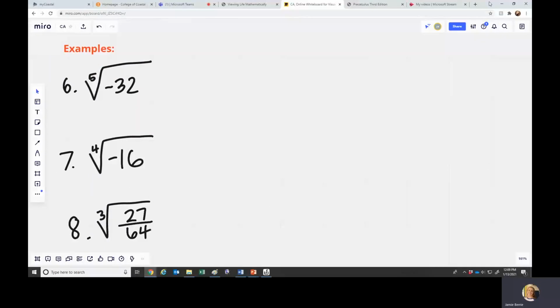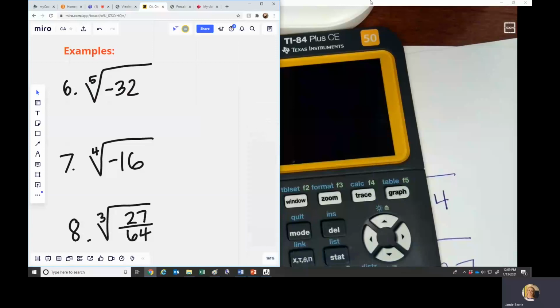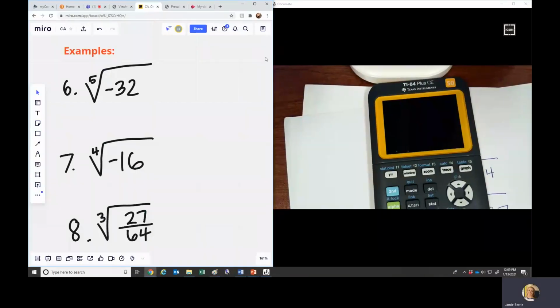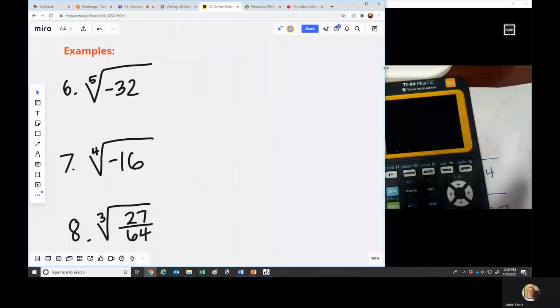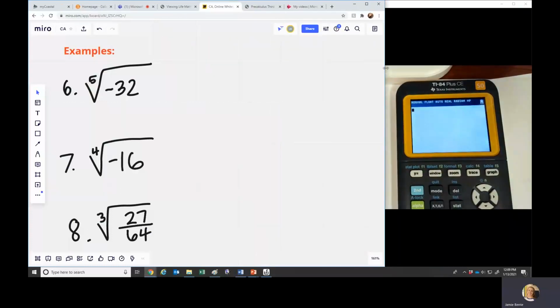All right, so I'm going to show you how to plug these in your calculator. There's my calculator right there. I'm going to make it so that most of the screen is our whiteboard. All right. So get your calculator, clear out your screen.